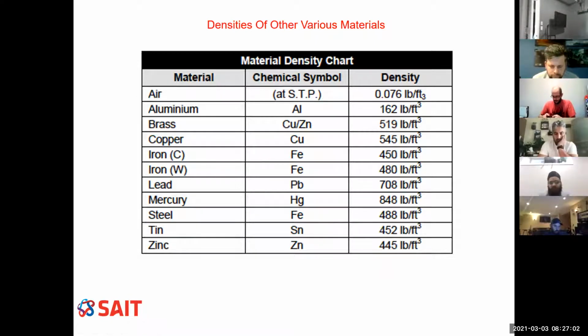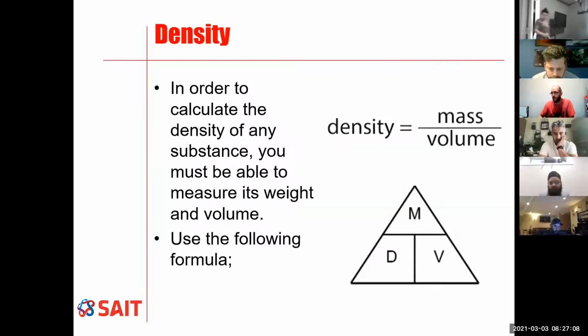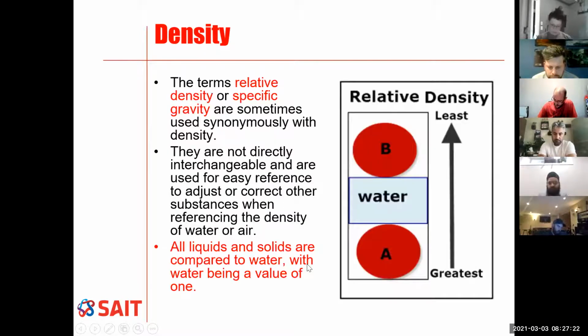Any questions? Is everybody getting it? It's pretty easy stuff so far. Okay, here is the density triangle: mass, density, volume. Density is mass divided by volume. We'll use this formula to do any of those. That is, again, old stuff.